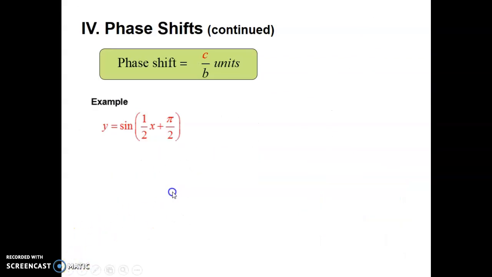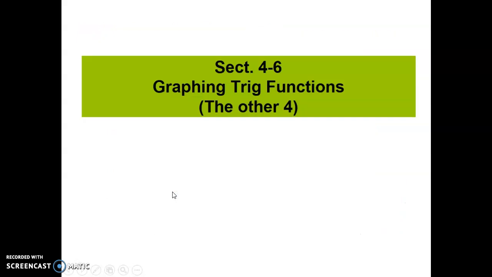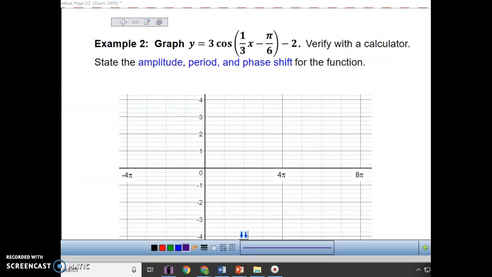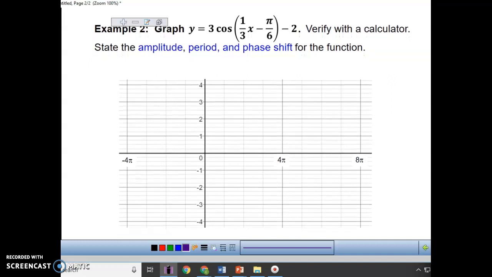And so now we'll do an example together. So this will be our example 2, where we're going to actually draw it from scratch from the very beginning. And so if you will, go ahead and pause the video and write down the transformations. So for this first one, we have a vertical stretch by 3, and the graph goes down 2.